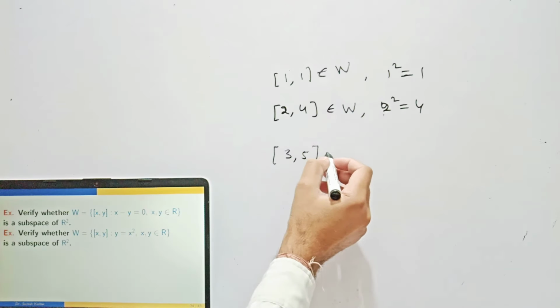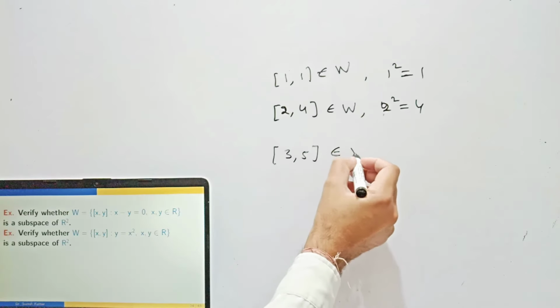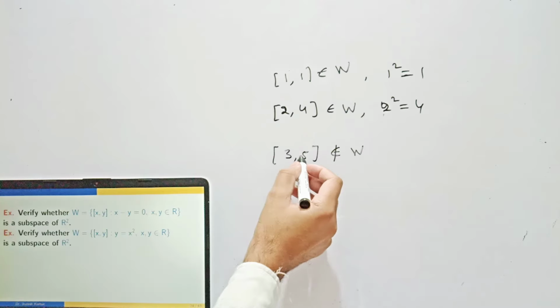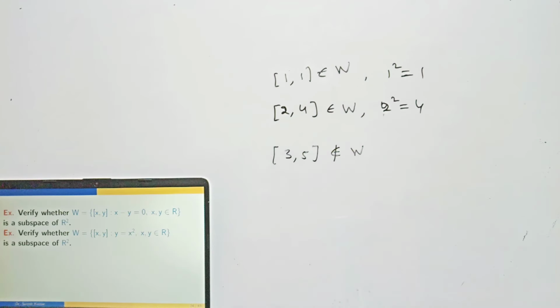Do you think that this belongs to W? No. Because 5 is not the square of 3. So you see, the vector addition property is not satisfied. Closure property with respect to vector addition is not satisfied. So you need to give one counter example to show that a property is not satisfied. It means it is not a subspace of R2.